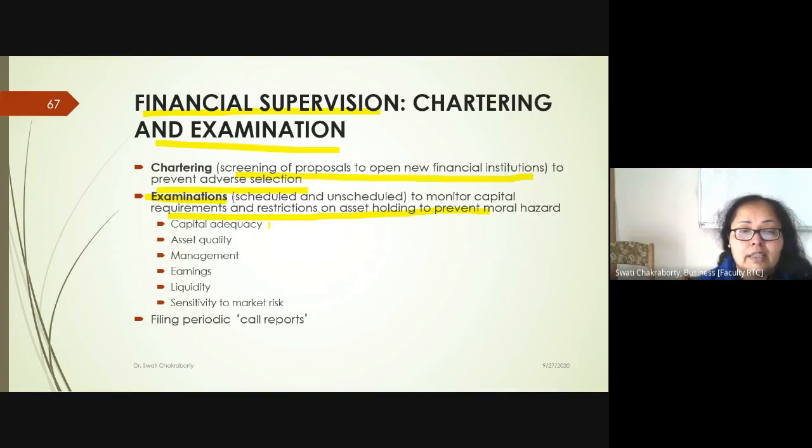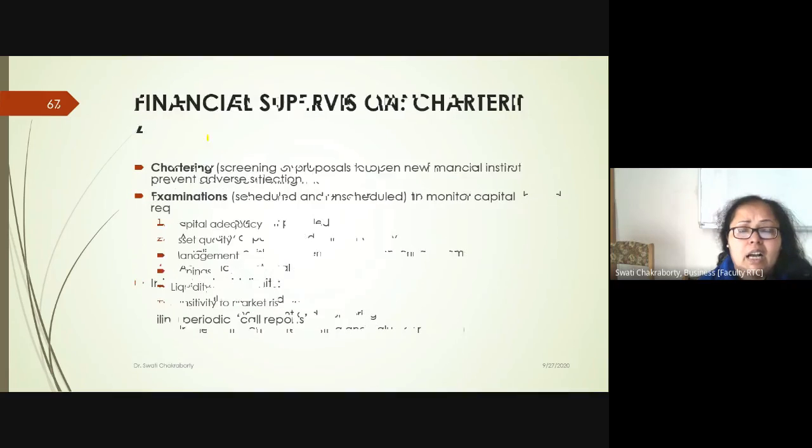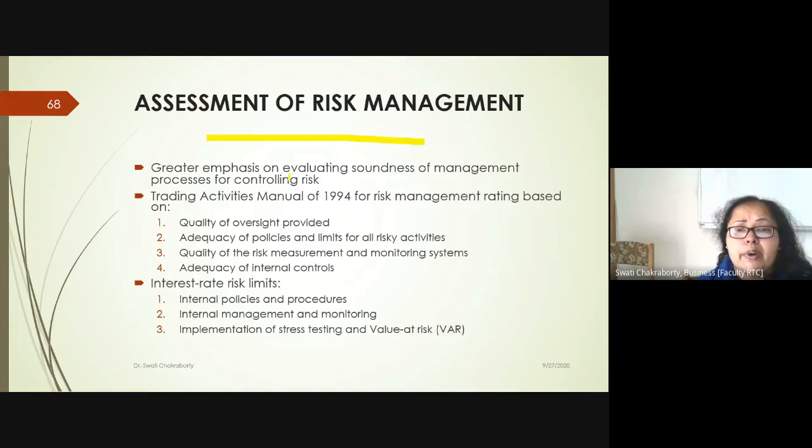So the things that come up here are capital adequacy. These are things you need to check: asset quality, management, earnings, liquidity, sensitivity to market risk, right? And also filling periodic call reports. You need to fill in those reports, right? How do you assess risk management? Greater emphasis on evaluating the soundness of the management process for controlling risk, right? Greater assessment emphasis has to be given to evaluating this.